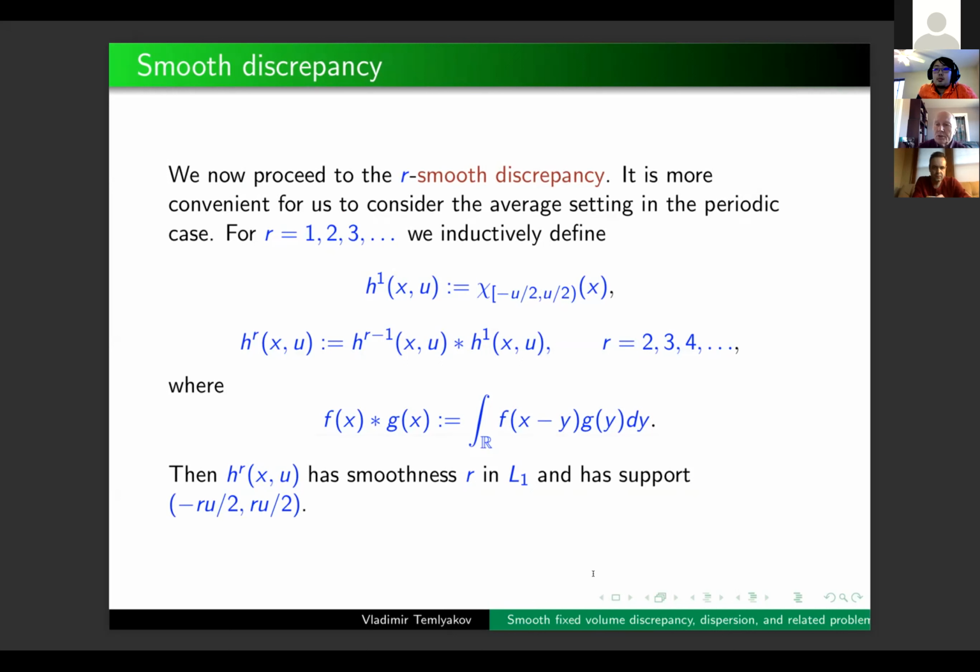So now we are introducing the concept of smooth. And the next step will be to introduce the concept of fixed volume. So what is R smooth? Again, we will consider something like characteristic functions, but smoother. So this is the whole point.